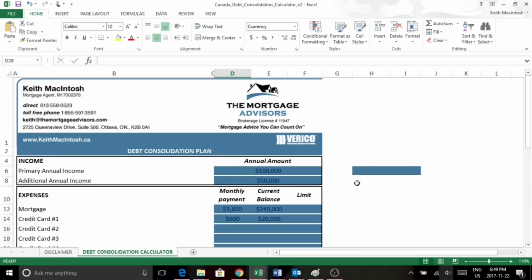So we have household income here of $150,000. We have a mortgage with a balance of $240,000 left with a house value of approximately $400,000. Current monthly payment is at $1,600. They've got a $20,000 balance on their credit card. Their monthly payment on that would be $600, especially if they're looking to actually make any principal payments back.